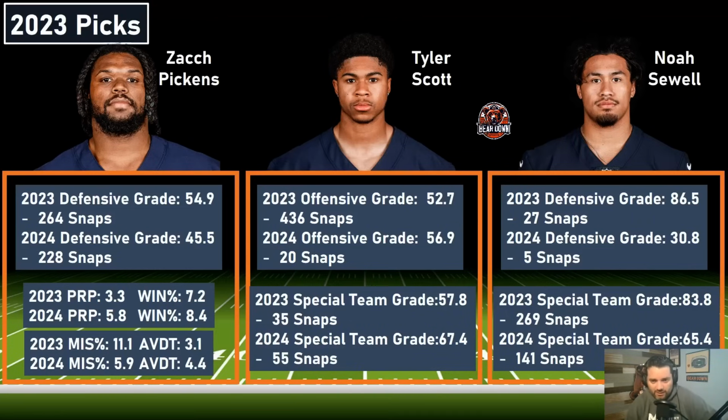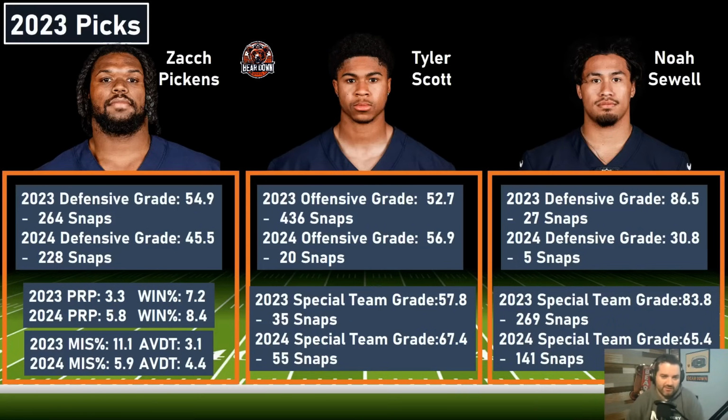Noah Sewell, though, 2023 defensive grade, 27 snaps and an 86.5 grade. Looked really good. The limited snaps he got might be indicative of him being a player that could break out. You combine that with a special teams grade of 83.8 on 269 snaps. We had someone that I was hyped about. Well, you look at this year, only 5 snaps on defense, a 30.8 grade, one big blunder in the game. 2024 special teams grade, 65.4 on 141 snaps, so very mediocre, trending in the very wrong direction.